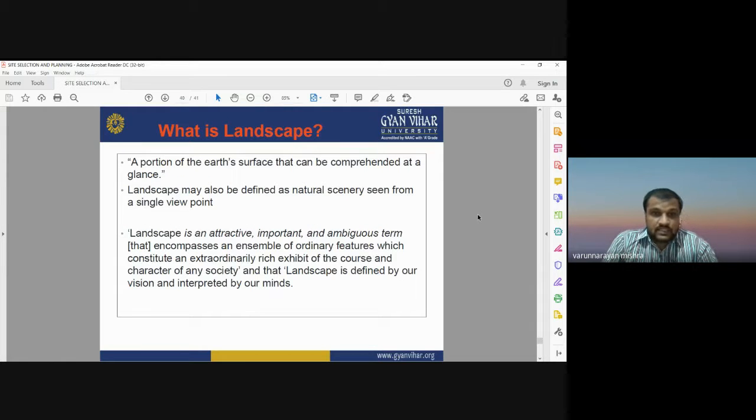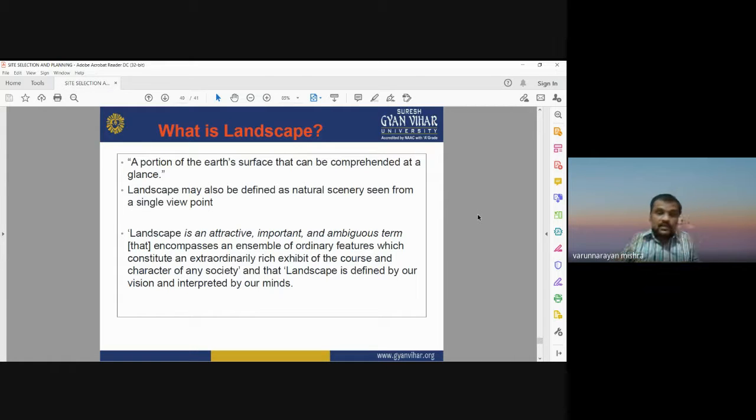So, what is landscape? Generally, the landscape is a portion of the Earth's surface that can be comprehended at a glance. Landscape may also be defined as a natural scenery that may be seen from a single point of view. A landscape is an attractive, important, and ambiguous term that encompasses an ensemble of ordinary features, which constitute an extraordinarily rich exhibit of the course and character of any society. Landscape is defined by your own vision and interpreted by your own mind.